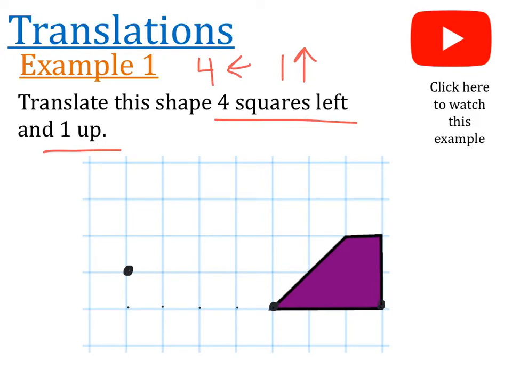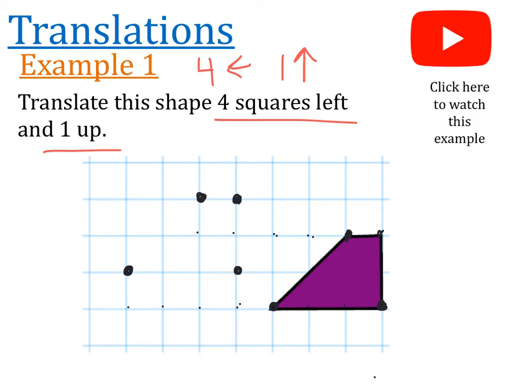Okay, the corner in the bottom right is going to go 1, 2, 3, 4 squares to the left and 1 up. The top ones, this top one over here is going to go 1, 2, 3, 4 squares to the left and 1 up. And finally, the last corner is going to go 1, 2, 3, 4 and 1 up.